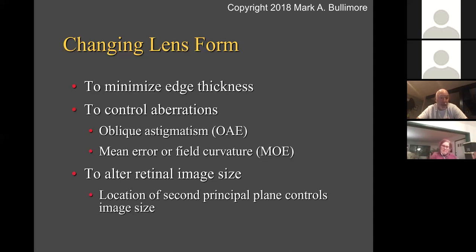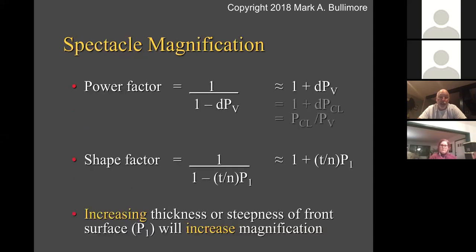Okay, and that will be invariant. We'll need to keep that constant. But as we change the front surface of the lens, we move the second principal plane, and that produces a corresponding change in the image size.